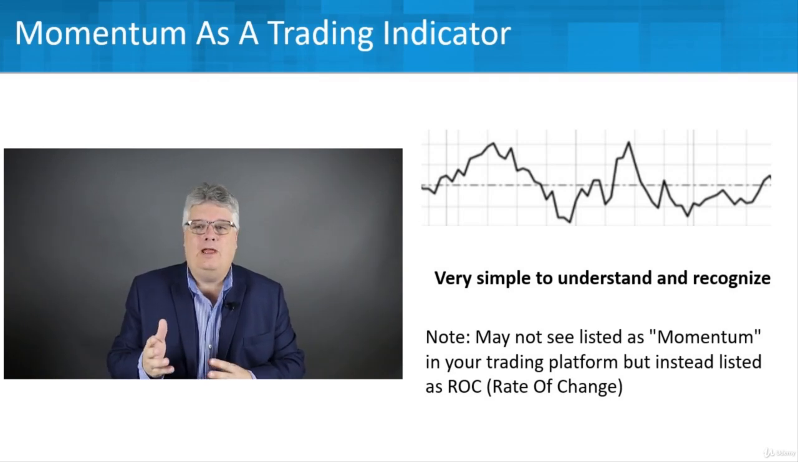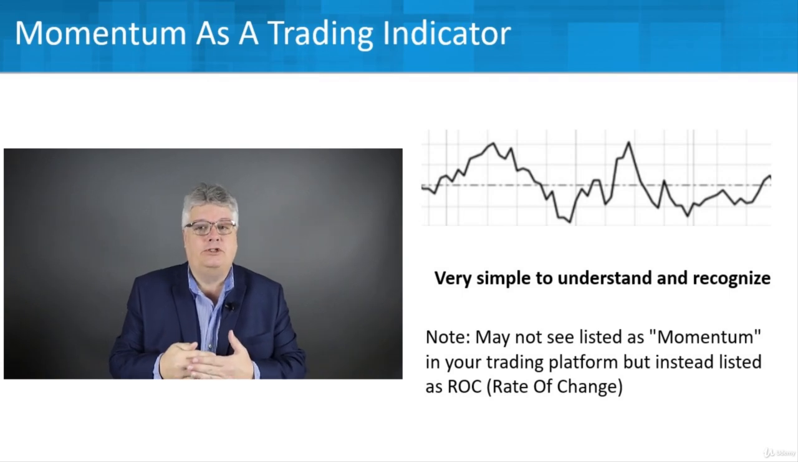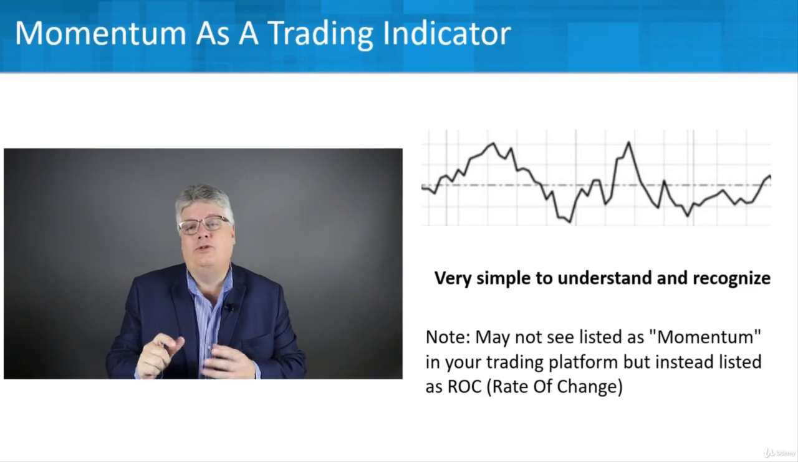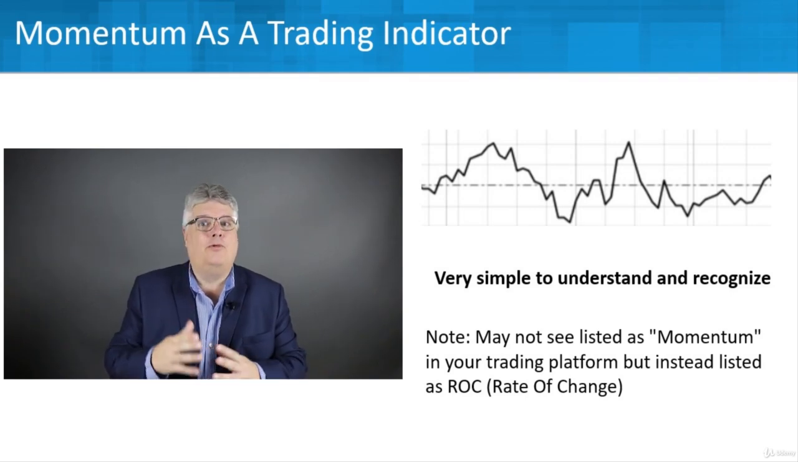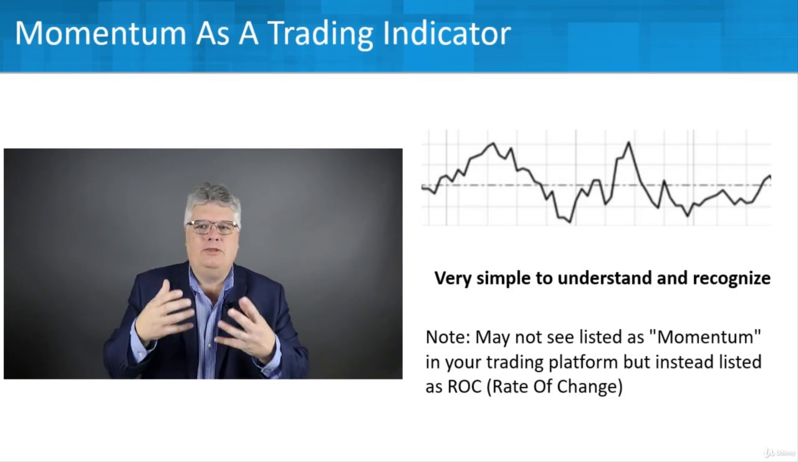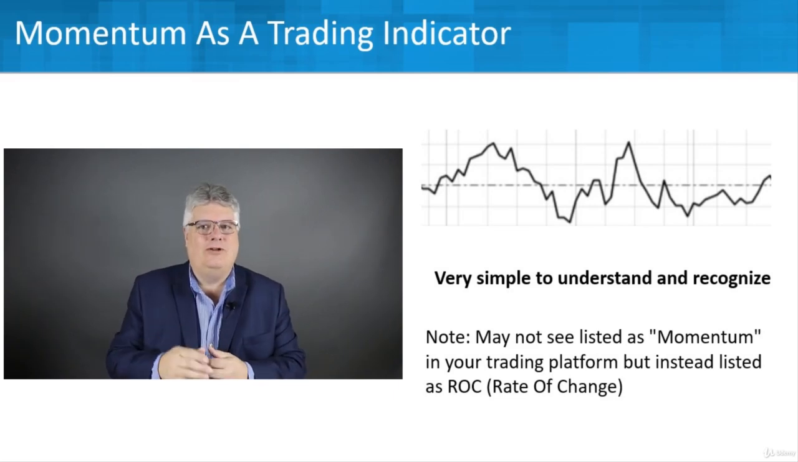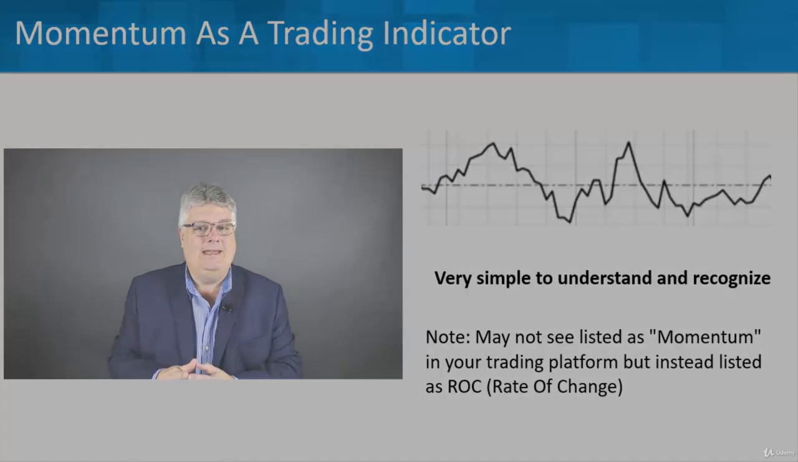By the way, if you're using a trading platform, a lot of times they may not list it as momentum per se. They might call it rate of change, or the abbreviation ROC. So if you see ROC, that's momentum. That's the classic momentum indicator. We're going to learn later about RSI, relative strength index, and Stochastic oscillator, and other types of momentum indicators, but this is the core, basic one that everything builds from. So let's learn about that and use it as a trading indicator.